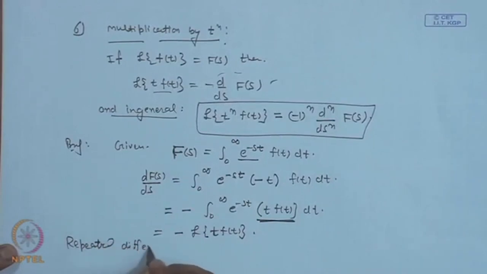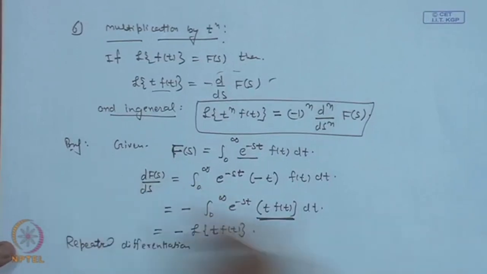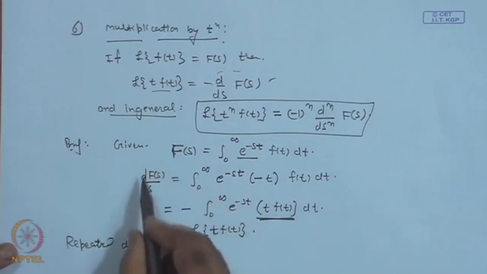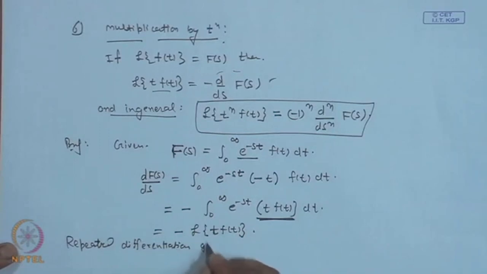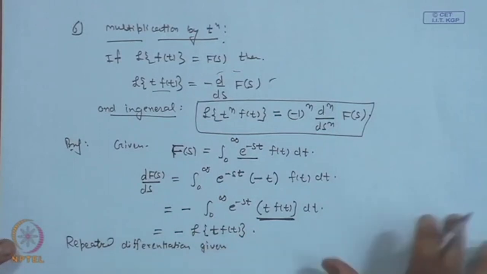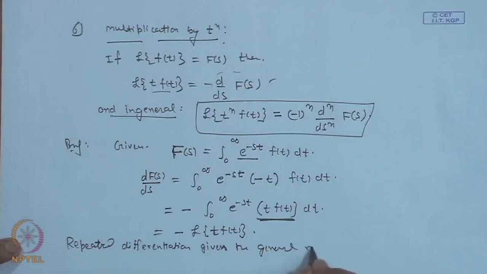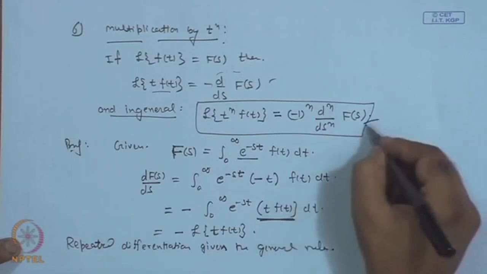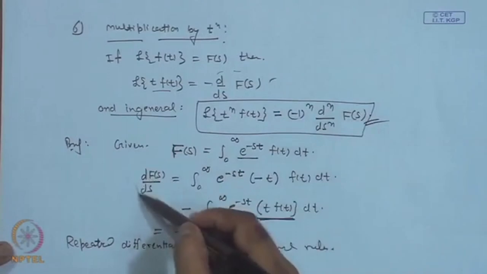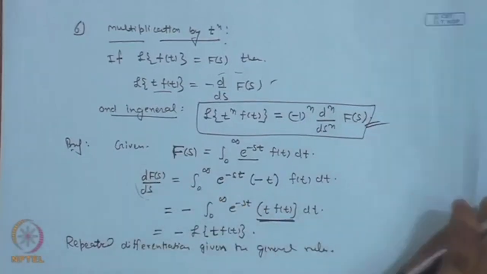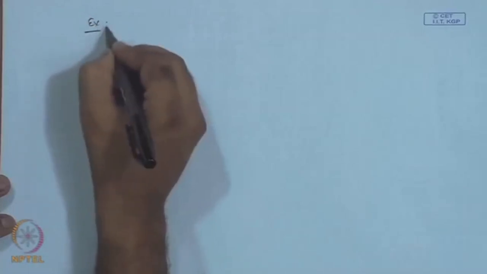And the repeated differentiation: we take once more this differentiation with respect to s, and we will get the second derivative. So, repeated differentiation gives the general rule. We do not have to prove this general rule; one can simply go with these higher derivatives and get it. So, let us go for the example.